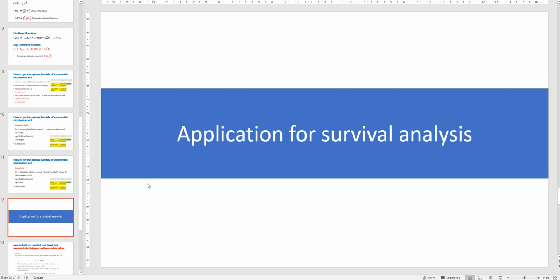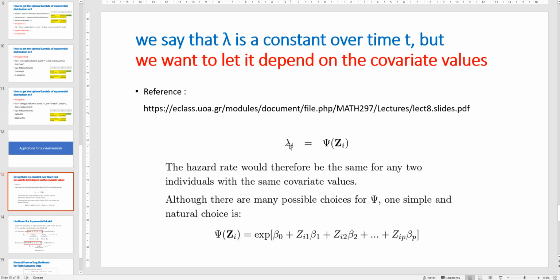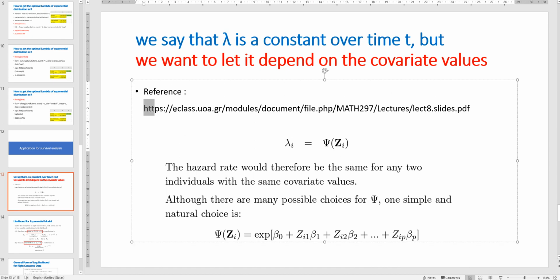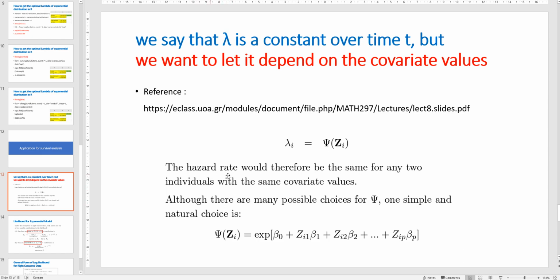And the purpose of introducing this method is to link with survival analysis. In survival analysis, as you can see, lambda is considered equal to psi of zi, the covariates. There's one good reference site I have used for this video, and as you can see, the hazard rate would be the same for any two individuals with the same covariate values. Although there are many possible choices for psi, one simple and natural choice is like this: psi of zi is equal to the exponential of the regression form.